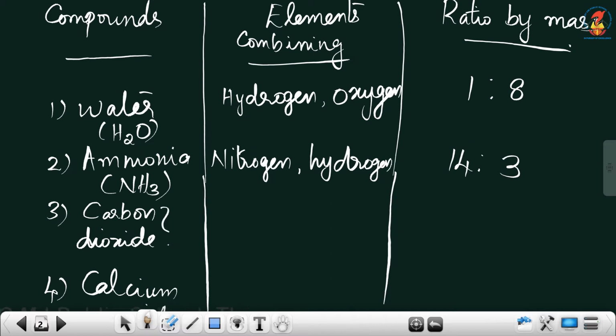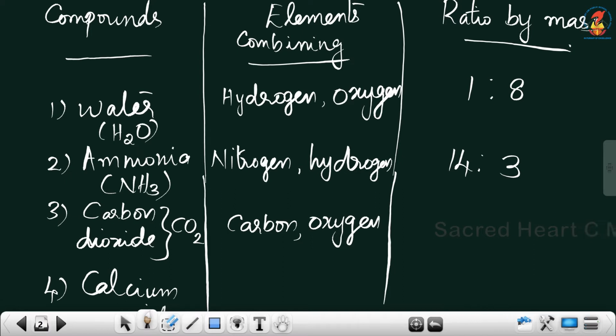Then carbon dioxide. What is the formula for carbon dioxide? CO2. Which are the elements present there? Carbon and oxygen are the elements present, and in what ratio by mass do they combine to produce carbon dioxide? Yes, it is 3:8. 3 grams of carbon will combine with 8 grams of oxygen to produce 11 grams of carbon dioxide.